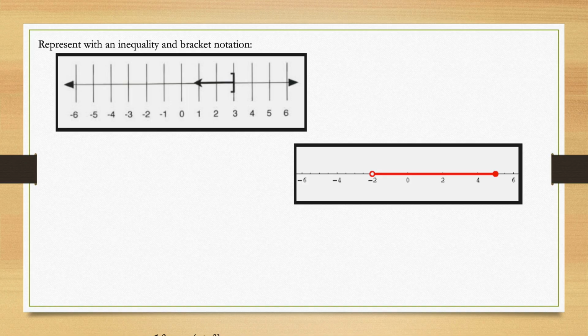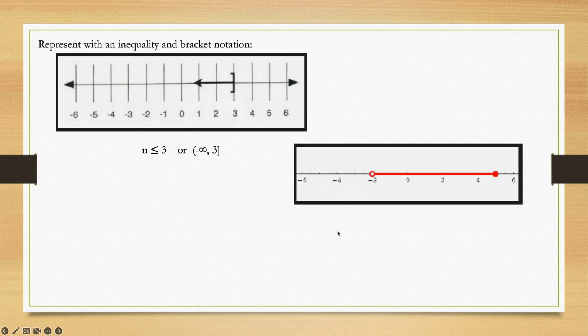Okay, so for the first one, it's n is less than or equal to 3 because notice there's a bracket on 3. A bracket is just like a filled-in circle. And, of course, we're starting out at negative infinity, so we have to have a parenthesis, and a bracket at 3. That's the advantage of this technique, is the bracket. You just bring it on down.